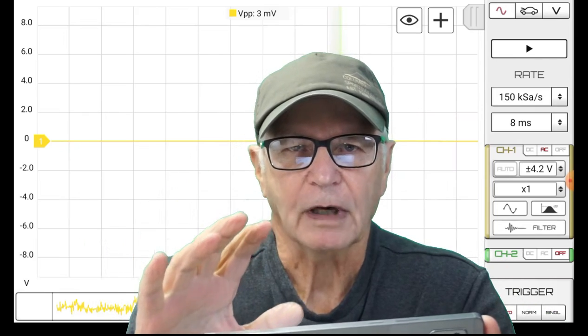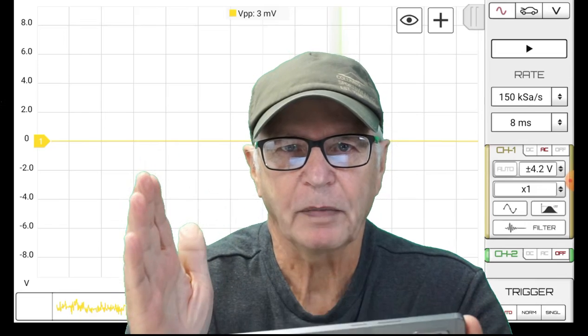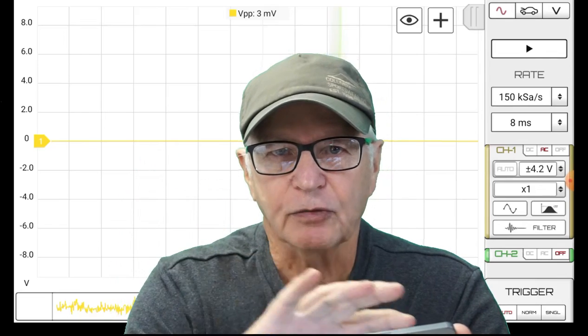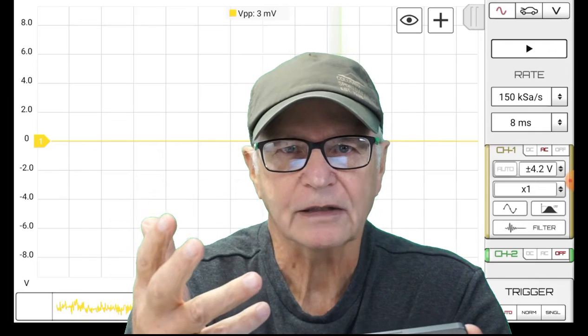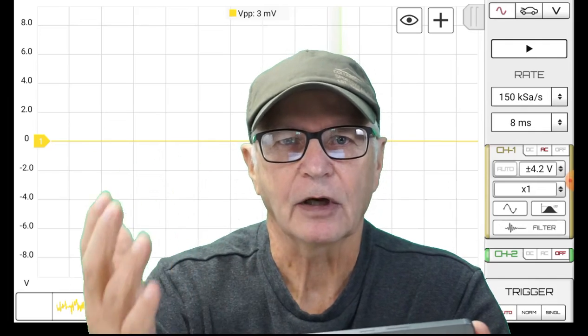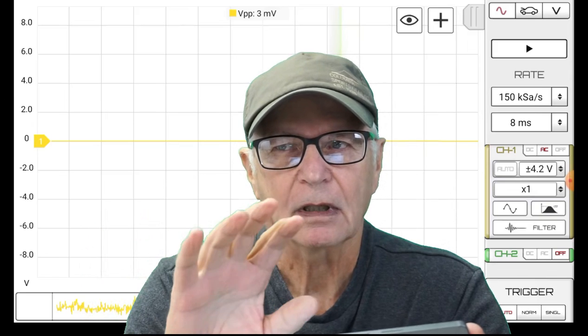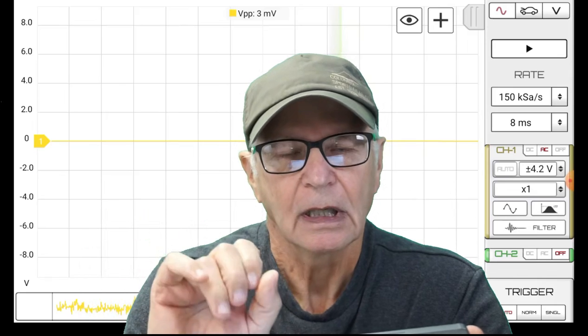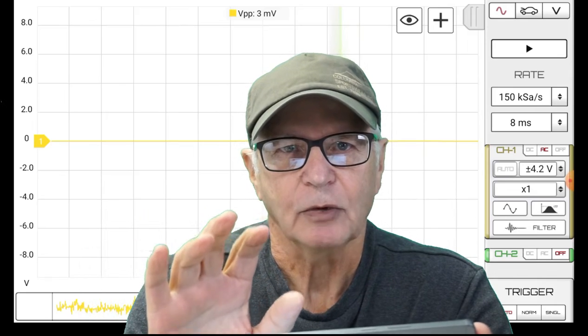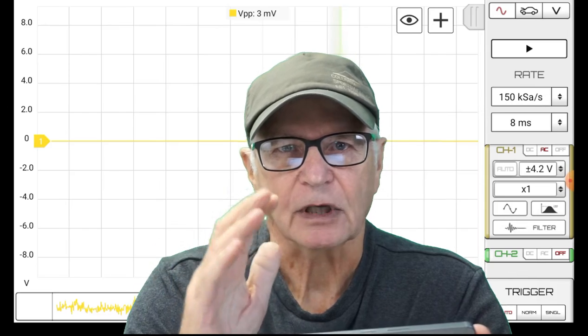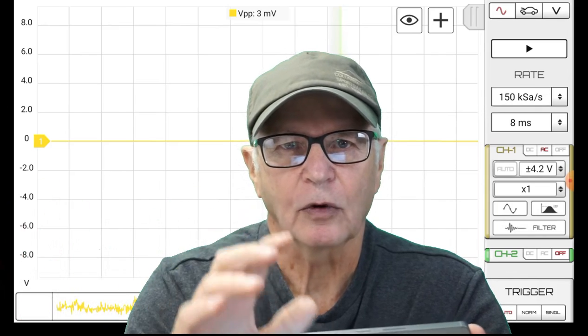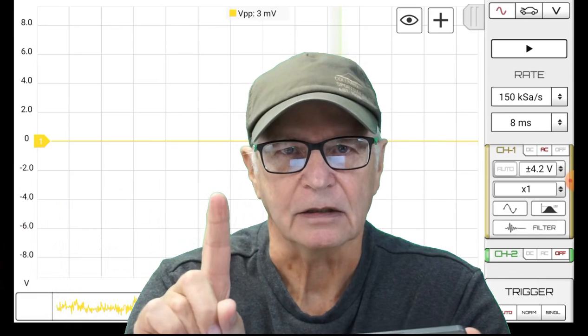Once those 32,000 points are used, we have a full page. The sweep continues, overwrites those points, and we get another page. The thing to remember about HScope's scope mode is that we do not save sequential pages. You work with one page.